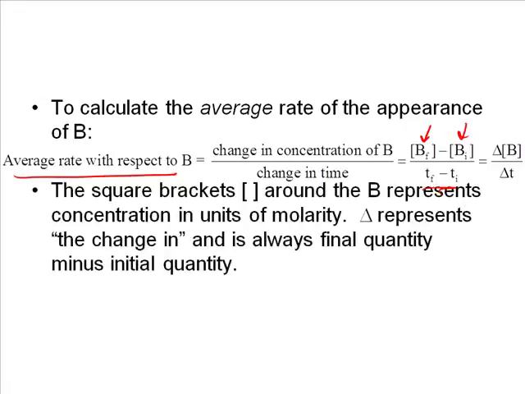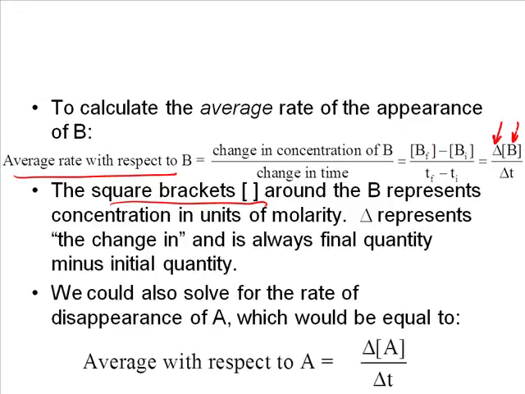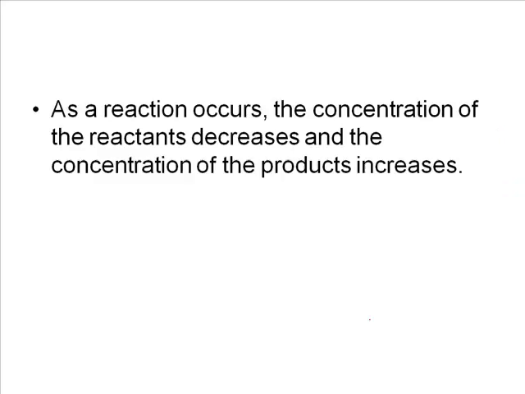So as we've learned with concentration, when you put square brackets around something, that represents the molarity. So this is the change in the concentration of B in terms of molarity. It's the change in the molarity of B over the change in time. So we would put those numbers into the equation. It doesn't matter at what point we use, but then we could also do the same thing for A with the disappearance of A.